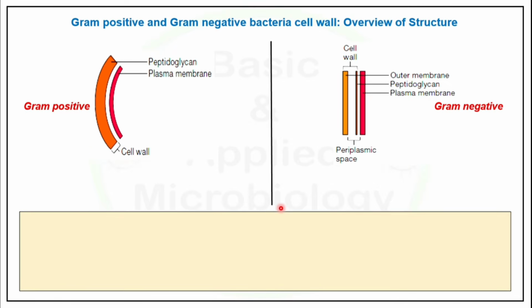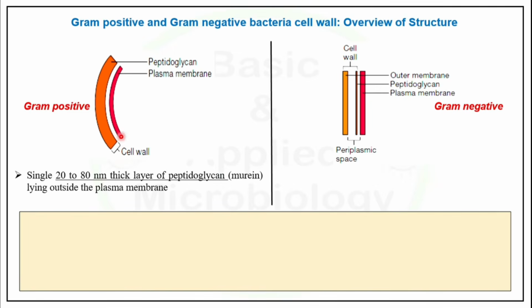Now you can see peptidoglycan in the case of gram positive bacteria is a single layer, and of course it is thick, compared with gram negative bacteria, and the thickness is around 20 to 80 nanometer, right? The peptidoglycan layer, or murein, why do we call it murein? Because it is a polymer of sugar and amino acids, right? And of course, it lies outside the plasma membrane, we are clear about it.